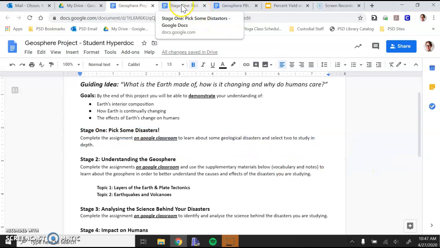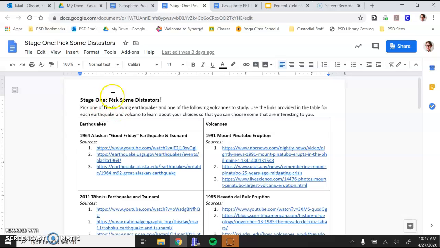So on Google Classroom, you have a document posted that looks like this, has a bunch of links in it. The instructions say, pick one of the following earthquakes and one of the following volcanoes to study. Use the links provided in the table for each earthquake and volcano to learn about your choices so that you can choose some that are interesting to you. The first link for every one of these is a video. Some of them are longer than others.